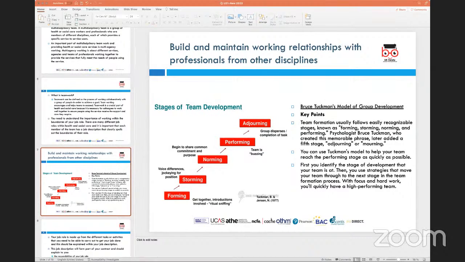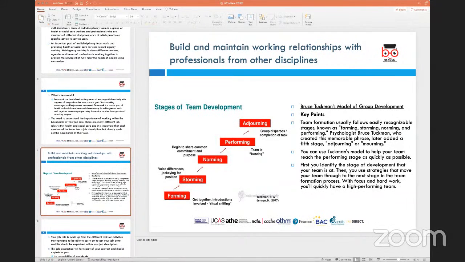Then the 3rd stage is norming. Differences go away, agreements and consensus are built up. And obviously people start accepting their roles and responsibilities based on their skill set and the bits that they're interested in doing. And that stage where the members of the team actually start to engage with each other is basically termed as the norming stage.